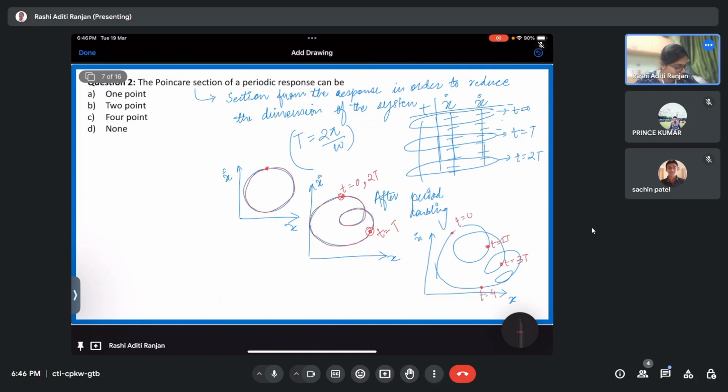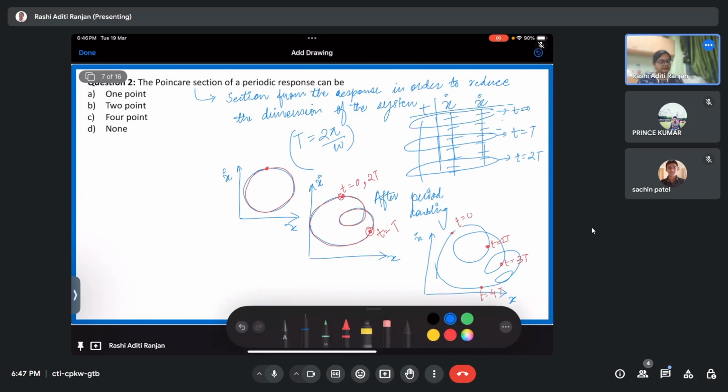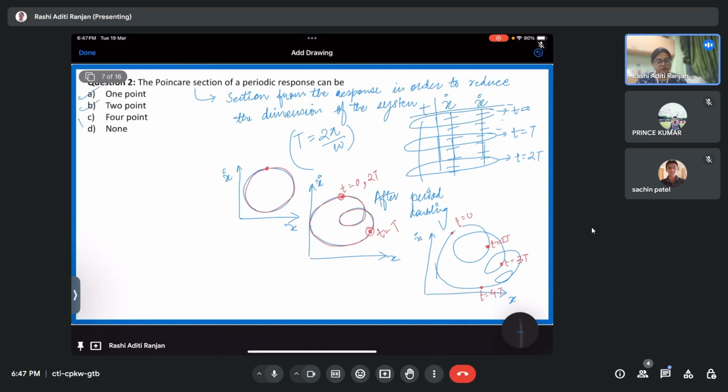T is equal to 4 times t. Okay, so this is how it is. The question says that the Poincare section of a periodic response can be 1 point, it can be 2 points, it can be 4 points. So all the 3 options are correct, because in all the 3 cases the response is periodic. Although they have different time periods, these are periodic. The response is periodic. Okay, so all the 3 options are correct.